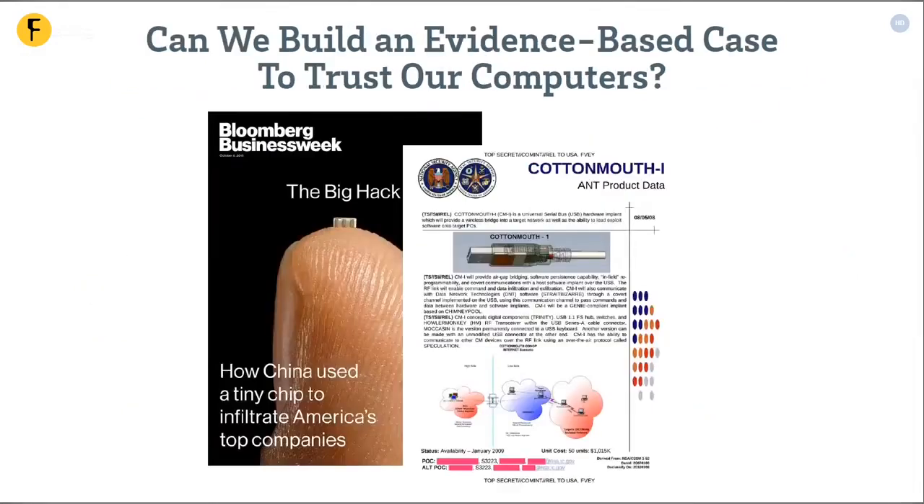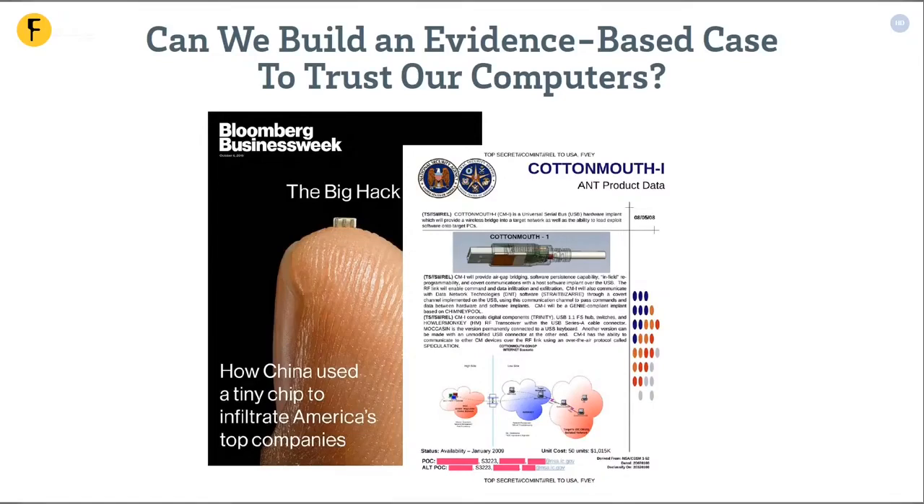So, I've painted a semi-bleak picture of the hardware trust issue. And the question is, can we build an evidence-based case to trust our computers in the face of things like this nominal article that Bloomberg put out, which you can argue about the veracity of or not, but a lot of the facts on the inside are absolutely technically true. Whether it happened or not, we can't say for sure because we don't actually have the instance of the device. But there are also these pages from the Snowden files about cables with implants on the inside of them that can exfiltrate data, and that look exactly like a regular USB cable or Ethernet cable or Ethernet mag jack that would go into a computer.